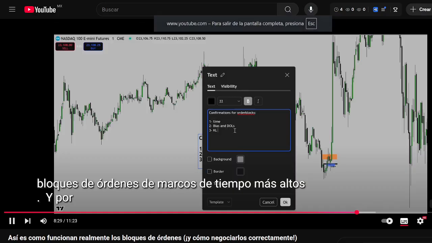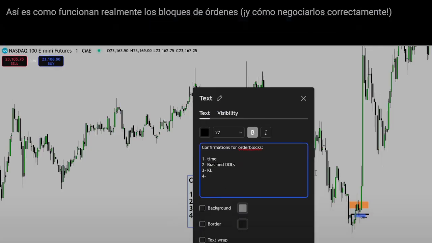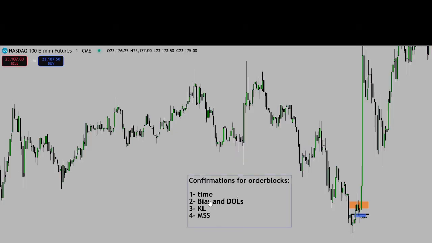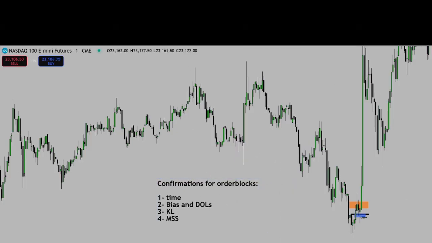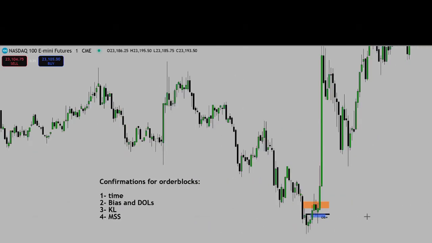And finally, step number 4. Probably the easiest one to understand would be the market structure shift. You need that break in market structure or the change in state of delivery to occur before actually entering the trade. So if you have the time set up, if you have your bias and draws on liquidity found, if you have your key level, but you don't have a market structure shift, you're still waiting on the sidelines. What do I mean by that?